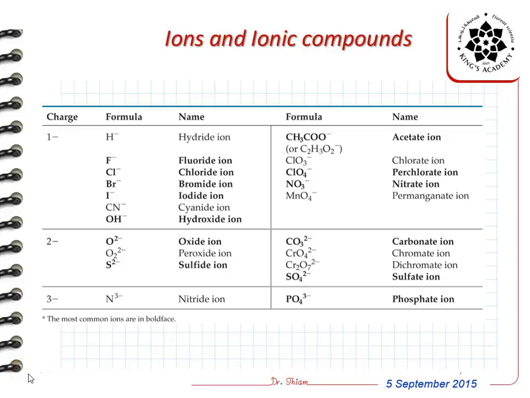Hello class, in this video we'll talk about how to name ionic substances. Now of course ionic substances are made of ions. Again, remember, cations are positively charged and anions are negatively charged, and the combination of those ions makes ionic substances, and we need to learn how to name ionic substances.